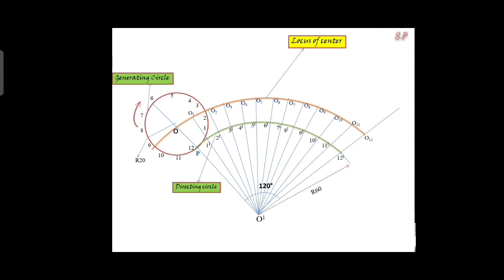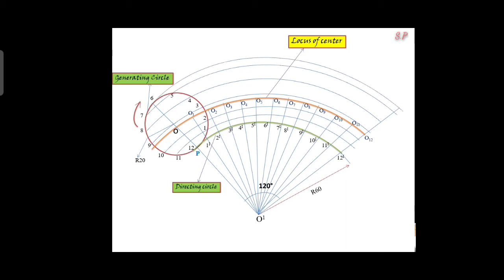Then we are going to draw a locus of the points 1 and 11. O dash is the center and O dash 11 or O dash 1 is the radius. You draw the locus of the arc from the points 1 and 11. Next you draw the locus of the arc from points 2 and 10, and 9 and 3. Draw the locus of the arc from the points 4 and 8, and 5 and 7 locus arc you draw it. And from the 6 you draw the locus of the arc.